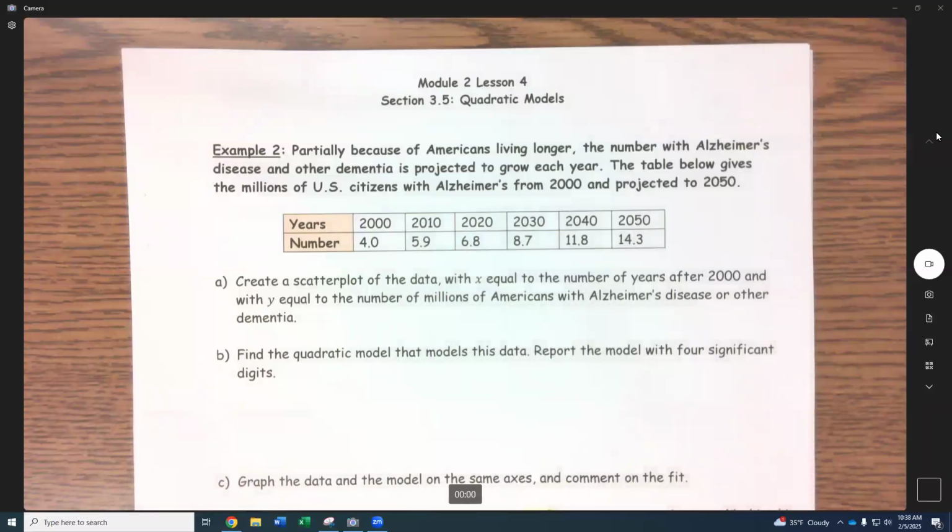All right, for this lesson, we only have one more example. So in example one, we did a very basic quadratic regression. Here, let's do an application quadratic regression.